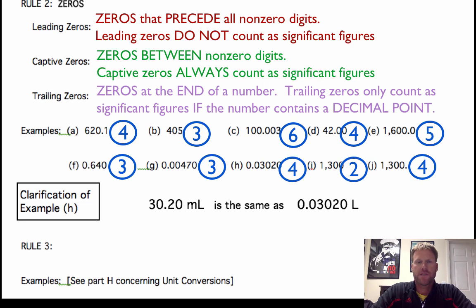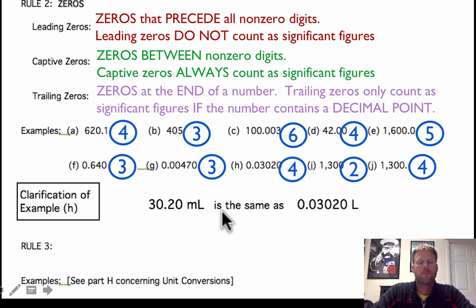Do you see the difference? For I, the trailing zeros do not count because the number doesn't have a decimal point. You may have never seen a value written as 1300 decimal point before, but it is completely legitimate. Because the number has a decimal point, these trailing zeros count.